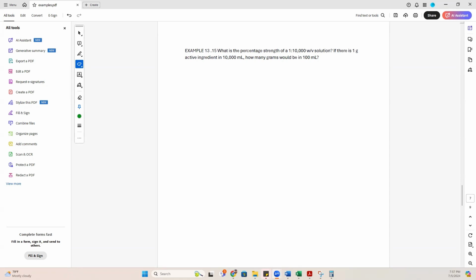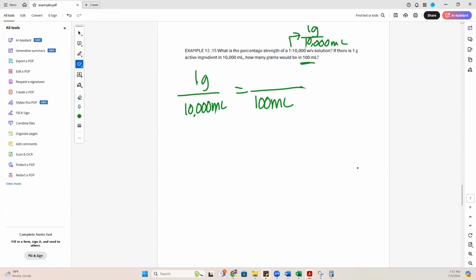So if there is 1 gram of active ingredient in 10,000 ml, how many grams would be in 100 ml? So we know, we just said it, 1 gram to 10,000 ml. So we'll just plug that in here. And then we are plugging in our 100 ml to find out how many grams are in 100 ml. So we have 10,000 X is equal to 1 times 100, which is 100.